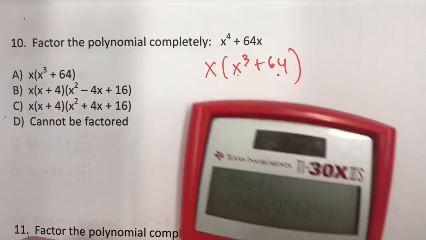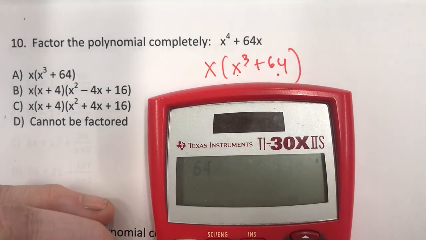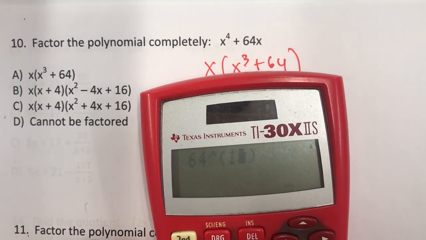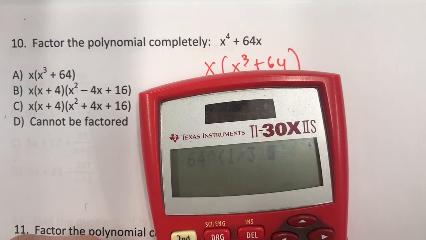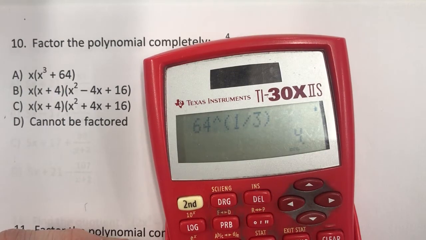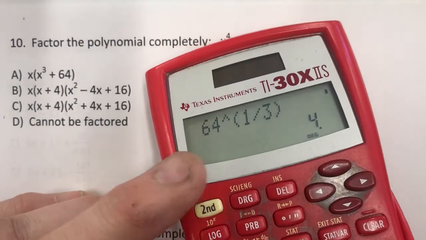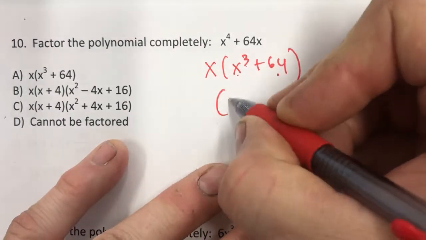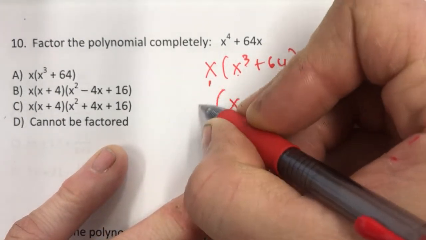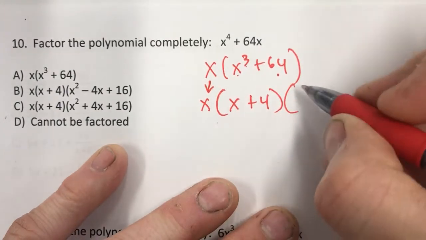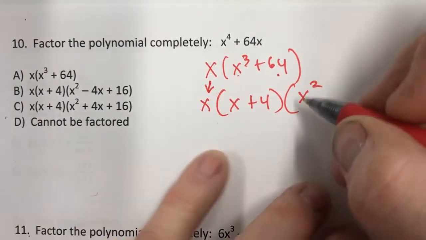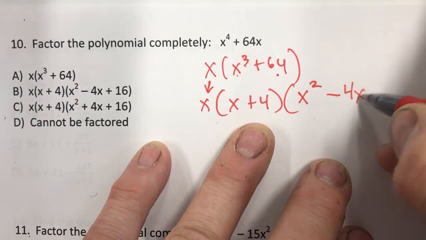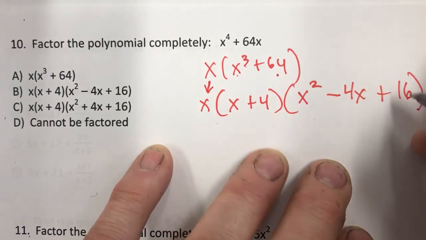What you can do here is type 64 and then do to the 1 divided by 3. It comes out to be 4. Okay, just do 64 to the 1 divided by 3 power, which is a third power. So that tells you that's 4. So this is going to be x plus 4. This x comes down, which means I'm going to have x squared, and then I'm going to have minus 4x, and then we'll have plus 16.